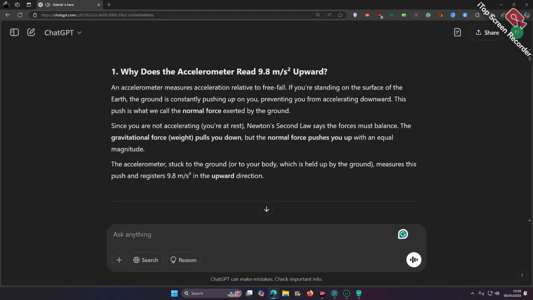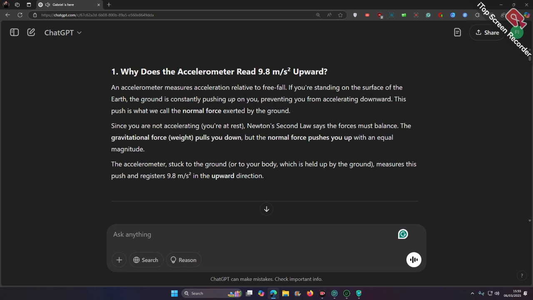If you're standing on the surface of the Earth, the ground is constantly pushing up on you, preventing you from accelerating downward. This push is what we call the normal force exerted by the ground. Since you are not accelerating, you're at rest. Newton's second law says the forces must balance. The gravitational force, weight, pulls you down, but the normal force pushes you up with an equal magnitude. The accelerometer, stuck to the ground, or to your body, which is held up by the ground, measures this push and registers 9.8 meters per second squared in the upward direction.